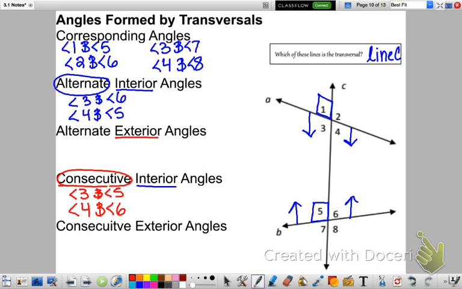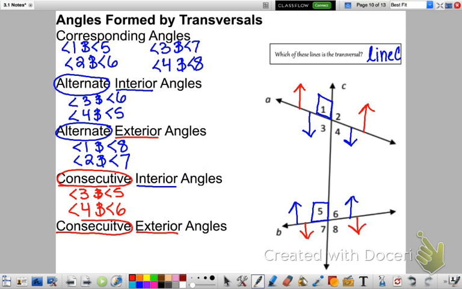Now let's look at the exterior angles. Those are going to be the ones on the outside of our two lines. We said alternate is on opposite sides. So angle 1 on the outside and switch sides with the transversal on the outside would go with angle 8, leaving angle 2 with angle 7.